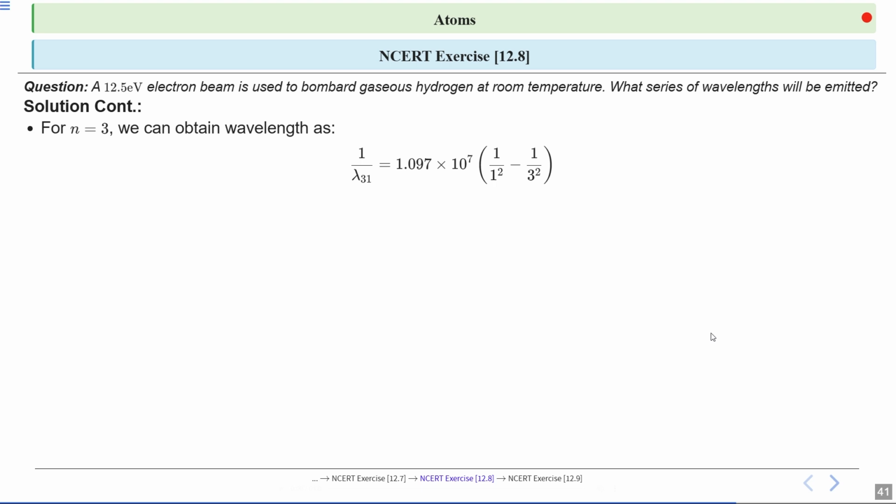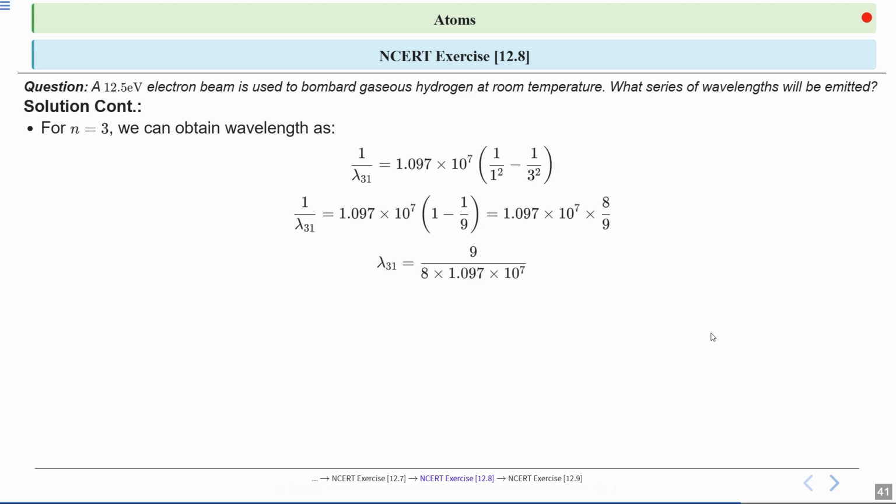That means the wavelength of light emitted when the electron transitions from n equal to 3 to n equal to 1 is given by 1.097 multiplied by 10 to the power 7, which is the Rydberg constant, multiplied by (1/1² minus 1/3²). Let's simplify the expression inside the parenthesis. 1 minus 1/9 gives us 8/9. So the equation becomes 1/λ_31 equals 1.097 multiplied by 10 to the power 7 times 8/9. This step shows how the difference in energy levels affects the wavelength produced.